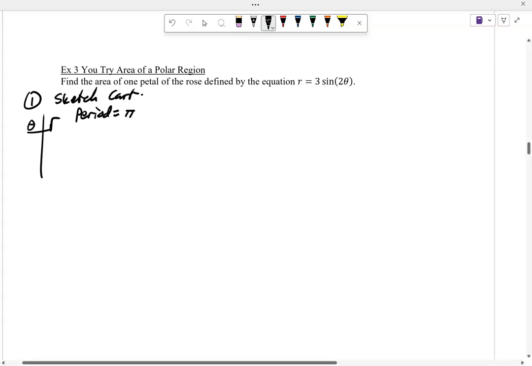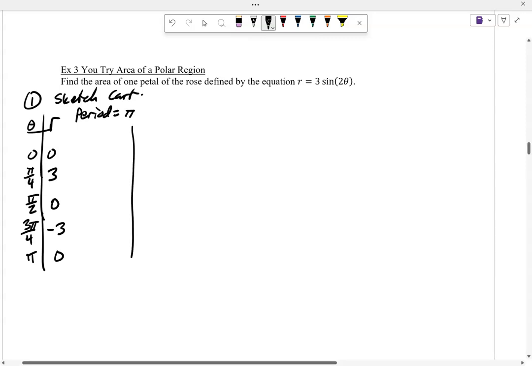So I'm going to go ahead and start at 0, but I'm going to go up a fourth of pi, right? So I'm going to go up pi over 4 each time into pi. That'll give us one period of this. And then I'm going to throw those in one by one. I'll get 0, 3, 0, -3, and 0. Again, this is theta, that's r. Pi over 4, pi over 2, 3 pi over 4, and pi.